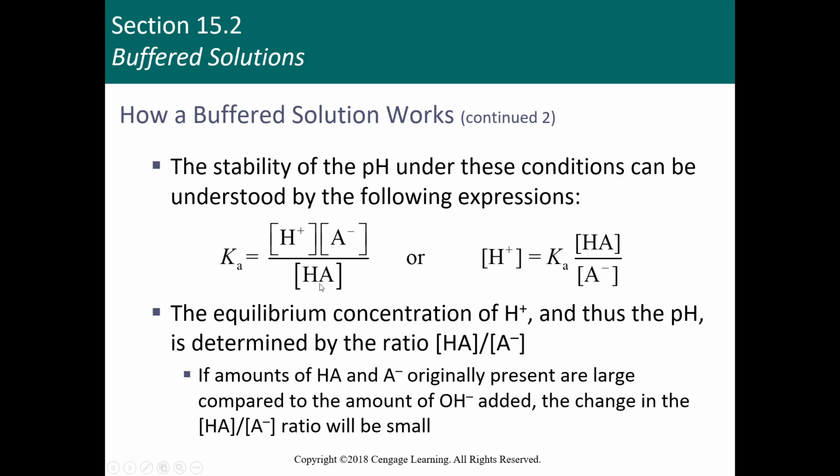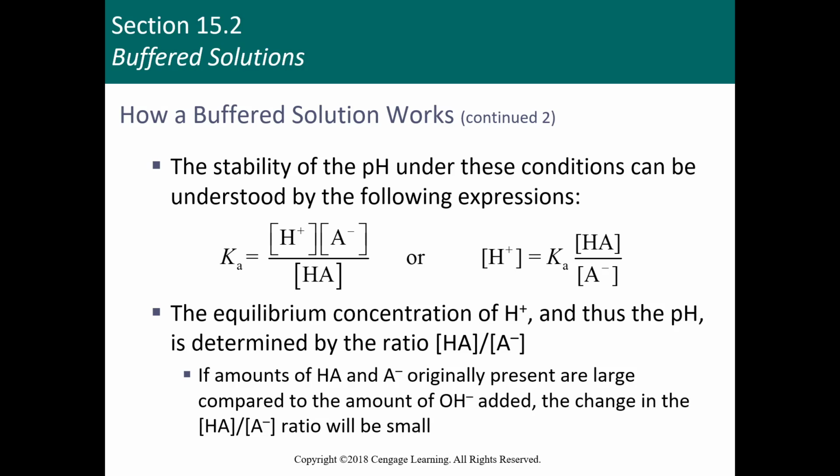So we have here our equilibrium expression, right? And we can rearrange this so that we get this relationship between the weak acid and its conjugate base over on one side. And so we have H plus equals the Ka times the HA over the A minus. Notice we've just divided, multiplied, that's it.